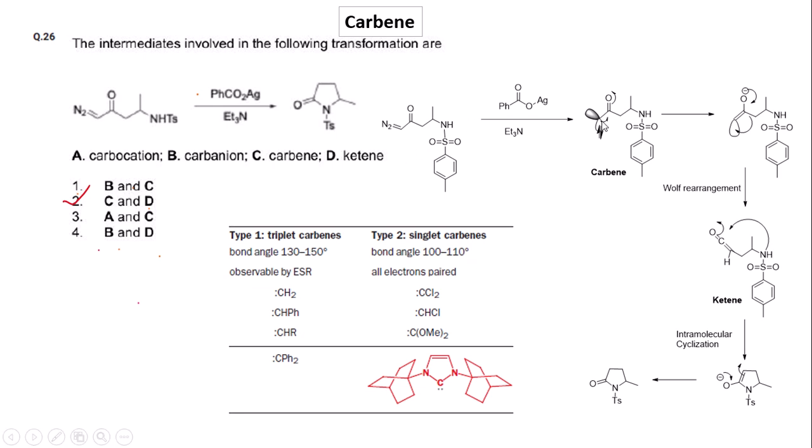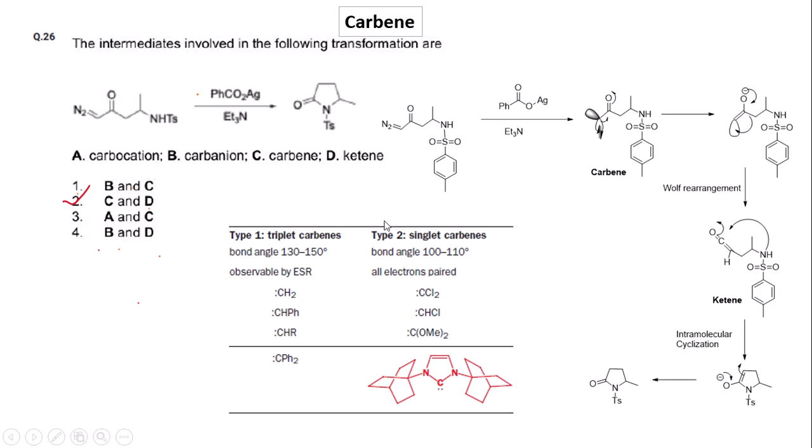Here, the diazo compound undergoes elimination of nitrogen to form the carbene intermediate, which undergoes Wolff rearrangement to give the ketene intermediate, and this ketene intermediate undergoes intramolecular cyclization to give the desired product. So the intermediates involved in this transformation are the carbene intermediate and the ketene intermediate. And options C and D are the correct options. That is, option C is the carbene intermediate and option D is the ketene intermediate.